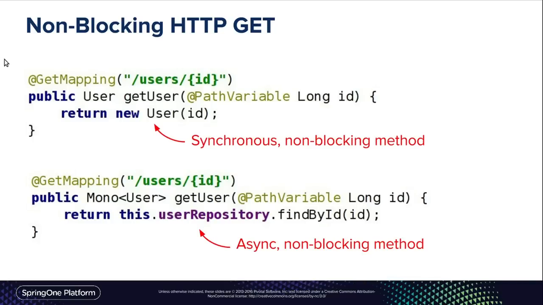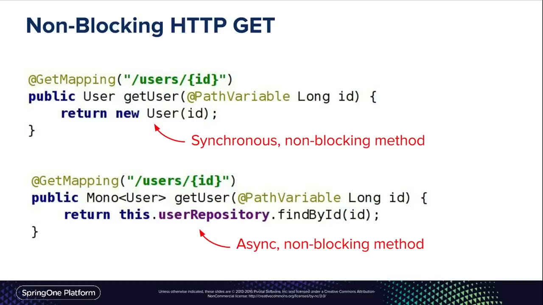Okay, so we have a few examples here. Non-blocking HTTP GET. You can see at the top is kind of a method signature that implies a synchronous, but nevertheless non-blocking method. So this is an important distinction.